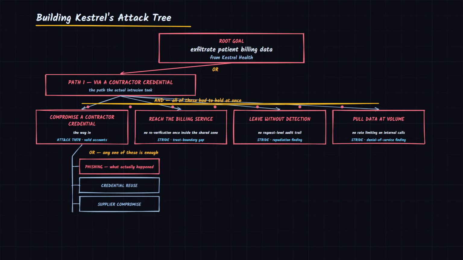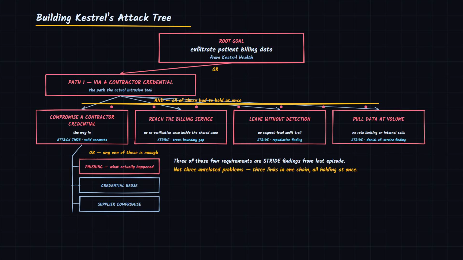There's also a second OR branch of the root worth drawing in, even though it wasn't the path taken: exploiting the public-facing application directly. Technique TR 190 from two episodes ago. It's a live alternative path in the tree whether or not anyone's used it yet, which matters for reasons the next scene gets into.